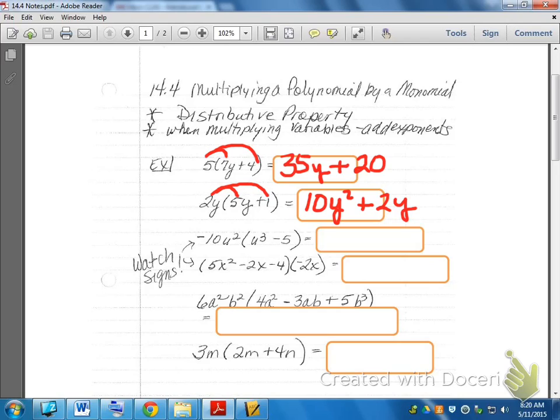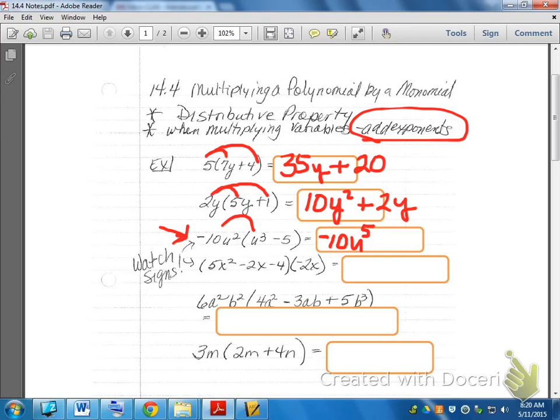Next one, we're going to add a little bit more to it. It's a negative 10u to the second. That's what I'm distributing through, okay? u cubed minus 5. So I got to take negative 10u squared times u to the third. Well, u to the third, what number's in front of it? There's no number in front of it, so it's automatically a 1. So negative 10 times 1 makes it negative 10. And u to the second times u to the third would be u to the fifth. You add the exponents when we're doing this.